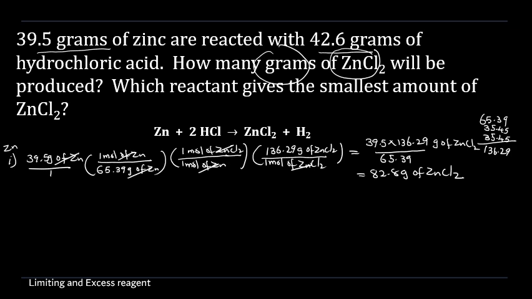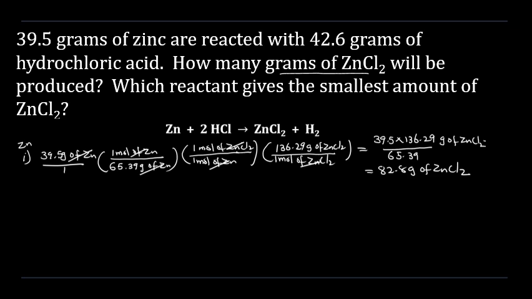And now let's go ahead and see for HCl. So for HCl, we have 42.6 grams of HCl. Convert it into moles. So when you take the molar mass from the periodic table, we will get 36.5 for HCl in 1 mole.